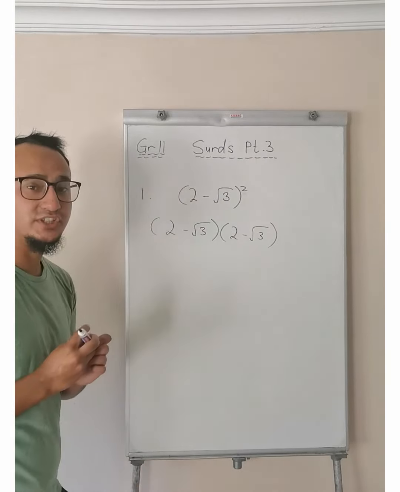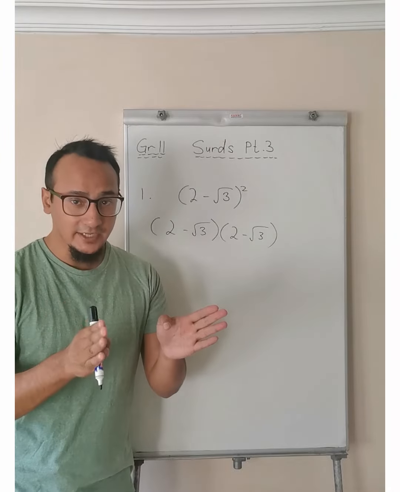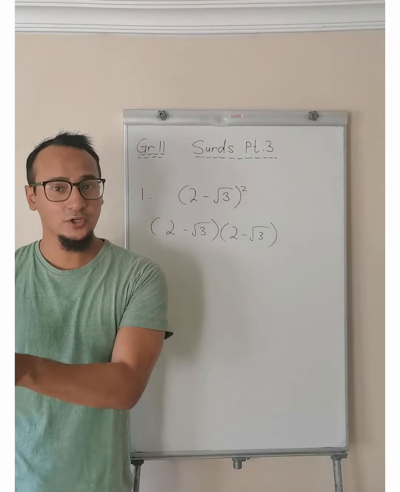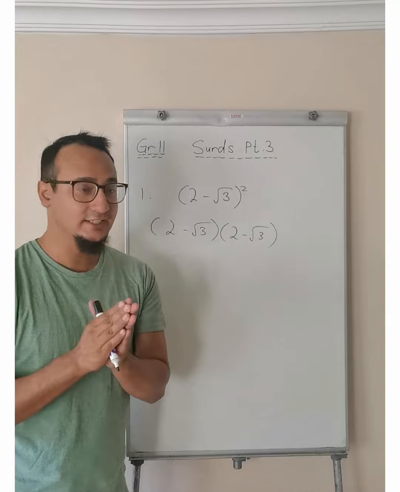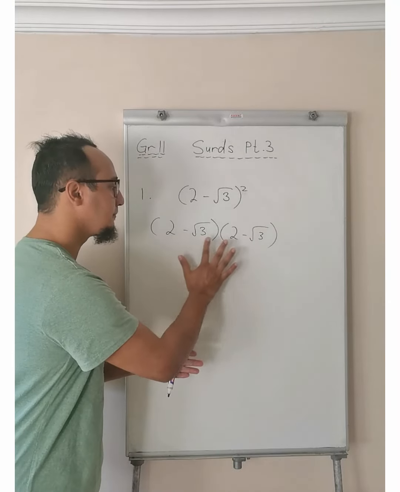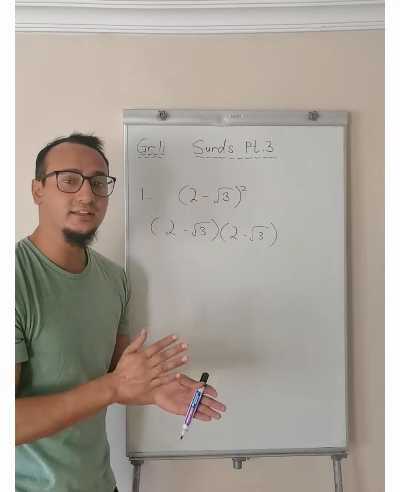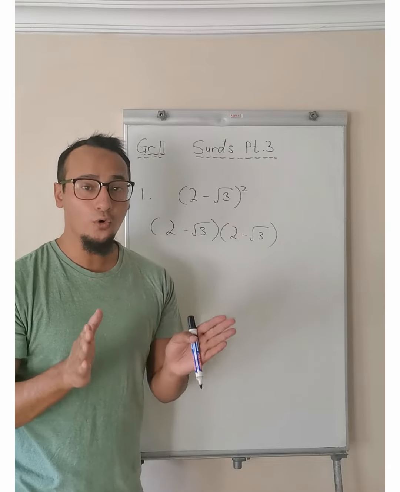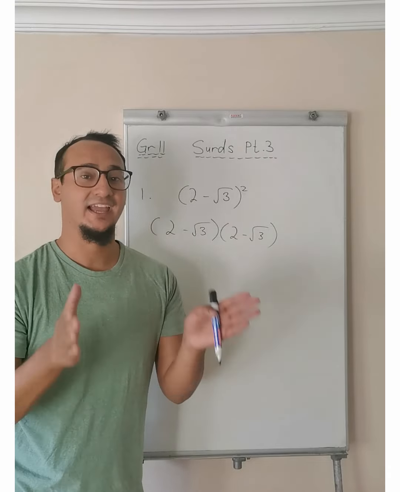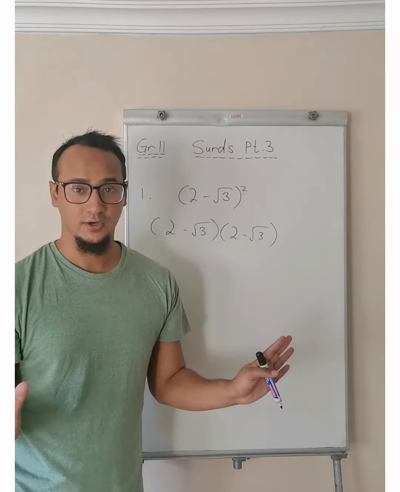Just like we do with a normal binomial times a binomial, you can use two methods. Firstly, everything in the one bracket multiplied by everything in the second bracket, and then I add like terms. Or I can use the FOIL method, add like terms, and that will be my answer.